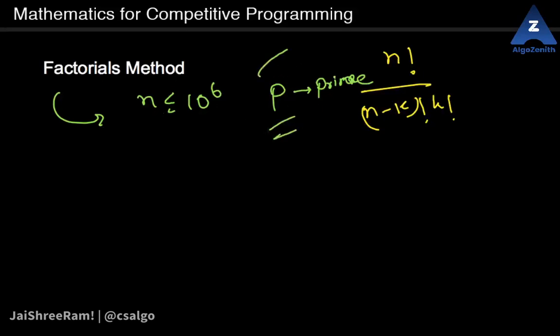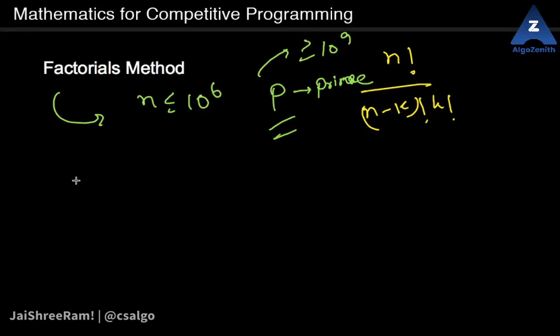This prime can be pretty large, it can be up to 10 to the power 9 or greater. The most common choice is 10 to the power 9 plus 7, right? So this is the most common type of constraint that you will see in problems where you need to calculate n choose k, and this is the method that you would be using in those particular scenarios.